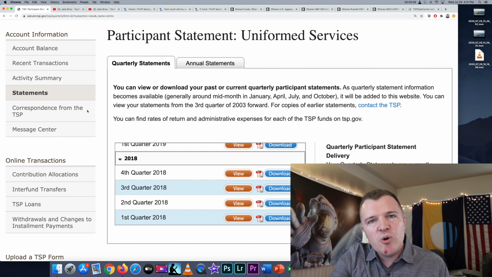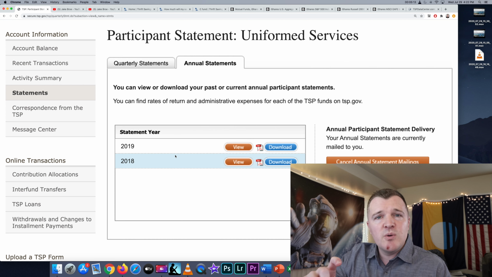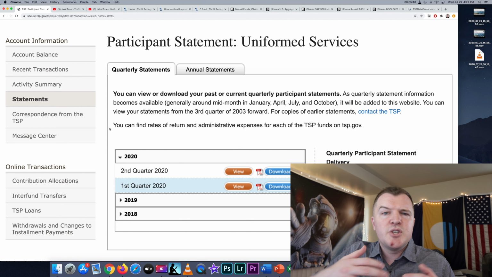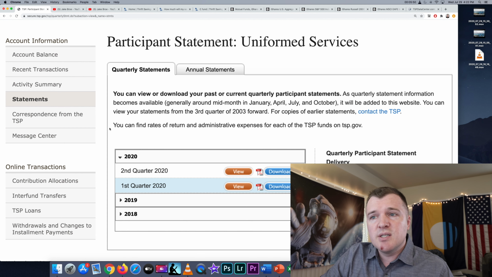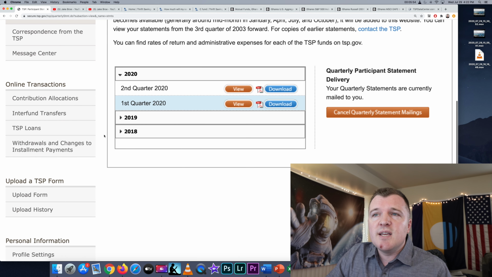In addition to quarterly statements, you can click on annual statements, and I only have annual statements so far for 2018, 2019, and obviously I will get one soon for 2020. You can click on correspondence from the TSP in order to see any kind of documents you might have received for changes in contribution and allocations. Let's see, online transfers. This is what you need right here.